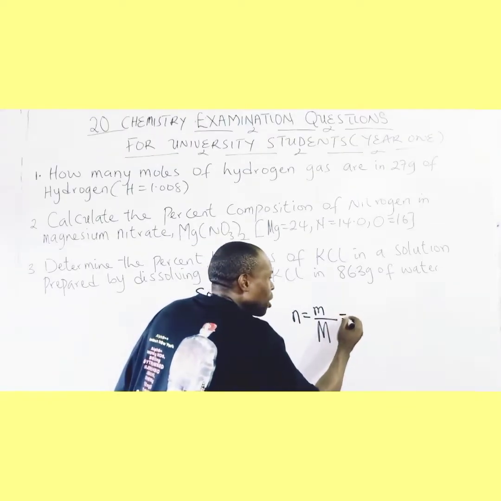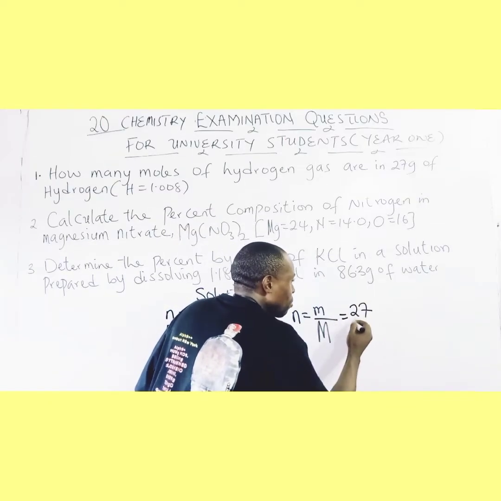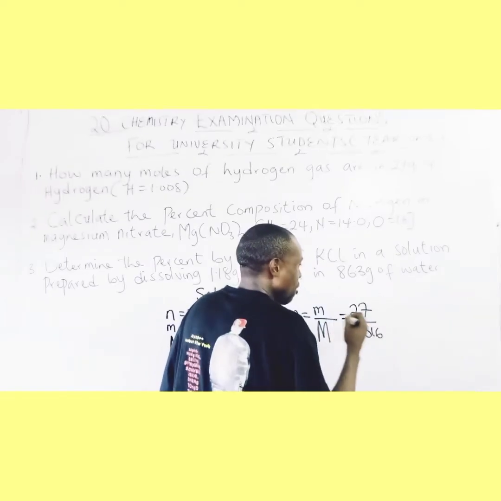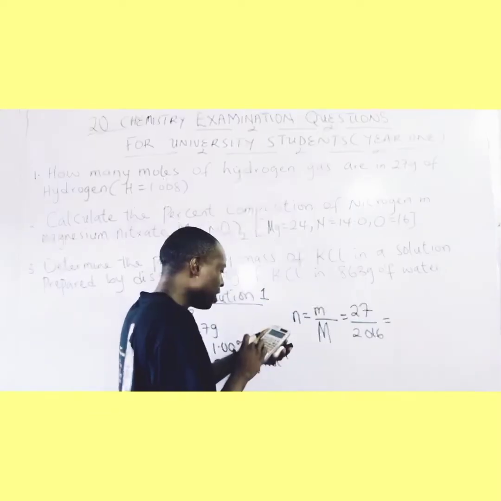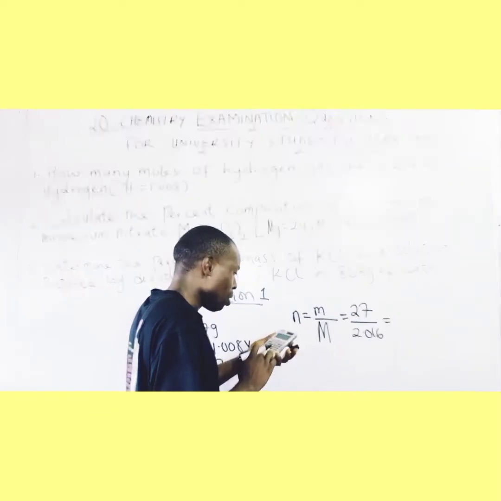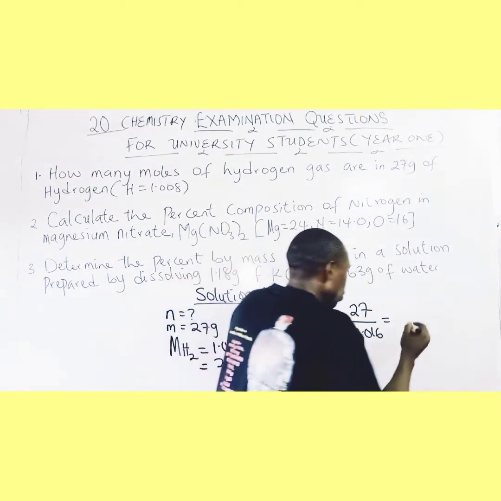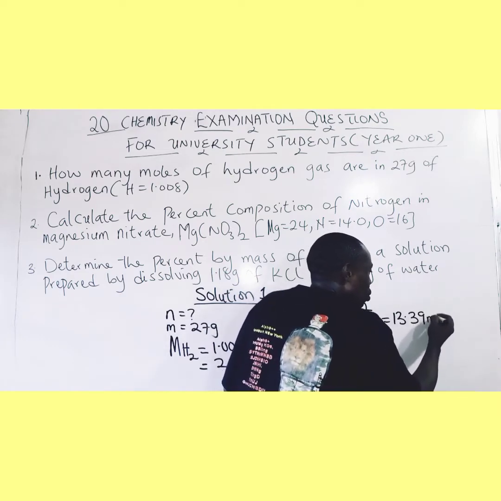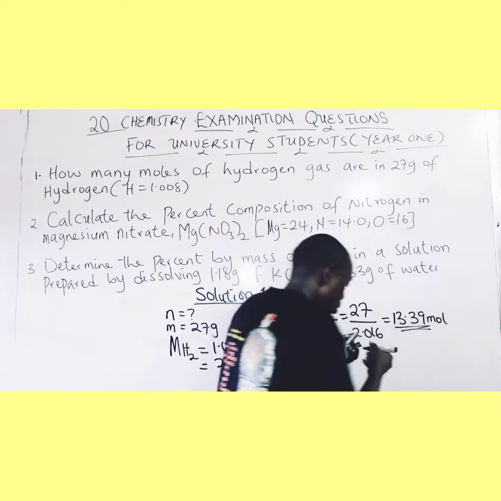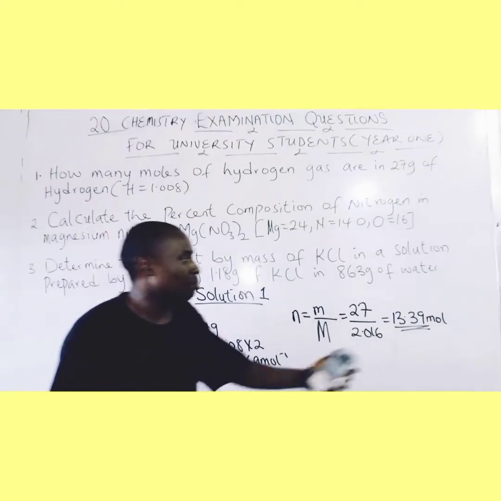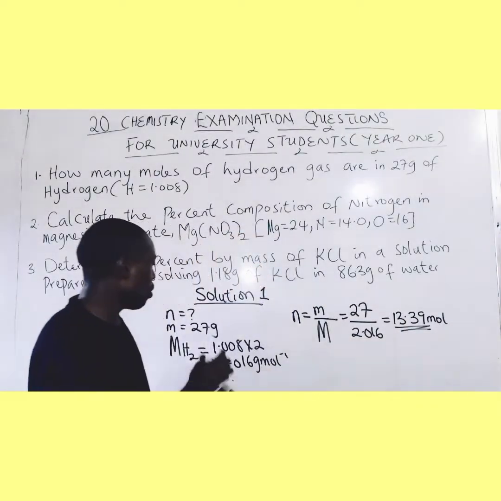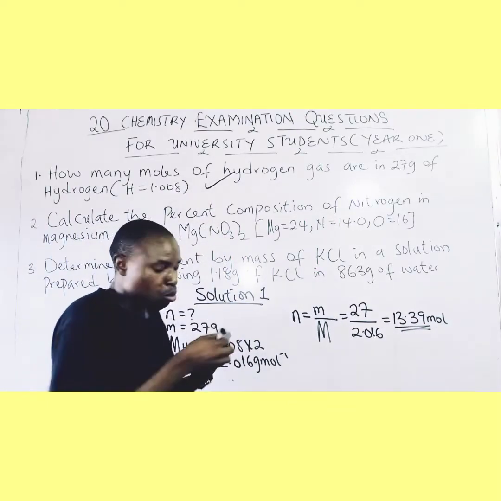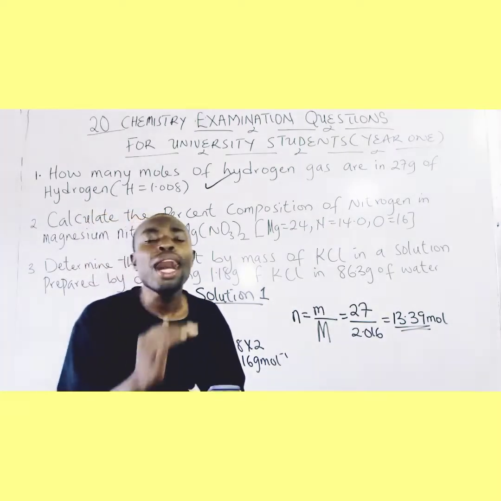Now, the mass given is 27, divided by the molar mass, 2.016. When we divide, we have our final answer to be 13.39 moles. The unit of number of moles is mole. Very, very simple. See the procedure. Now, this number one question is done, so we'll move straight down to number two.